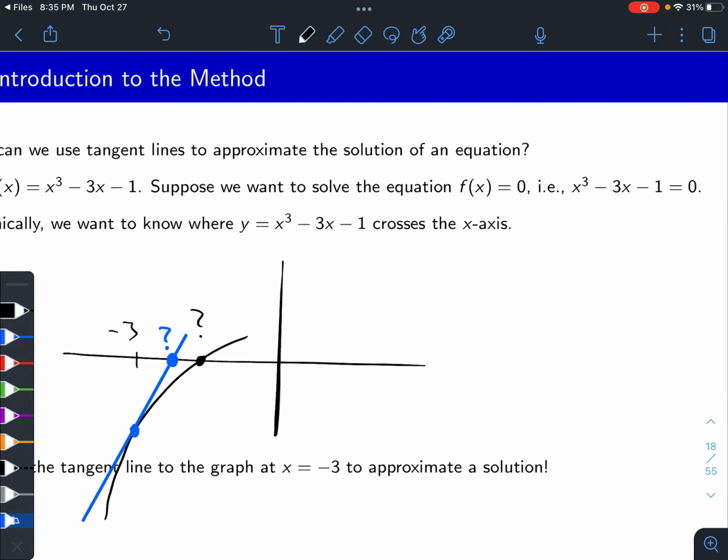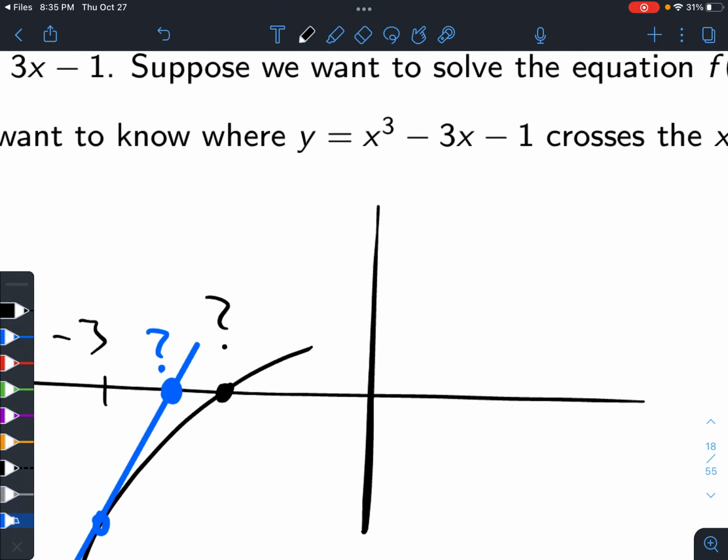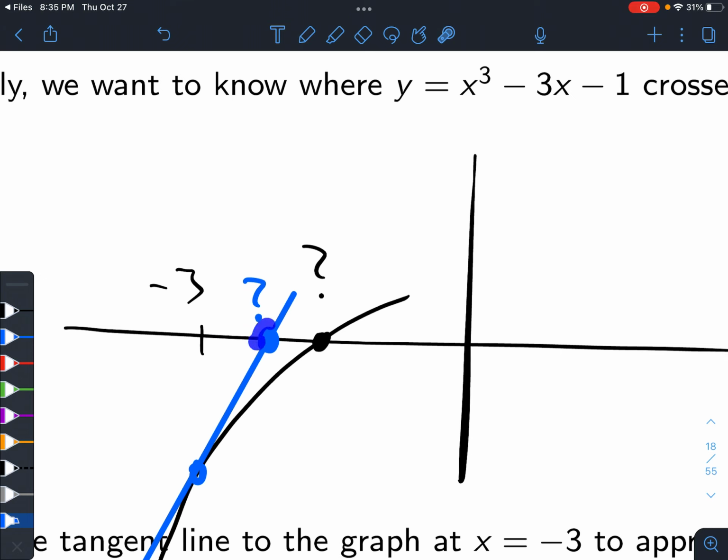So it's not really giving me exactly what I wanted, but whatever. The point is, this guess right here is going to be closer than this original first guess. And so we use this as our second guess, and then we go to that point on the graph, and then we can do the same thing.